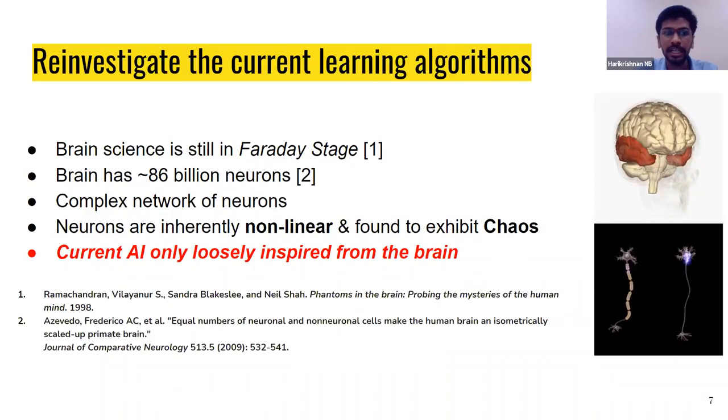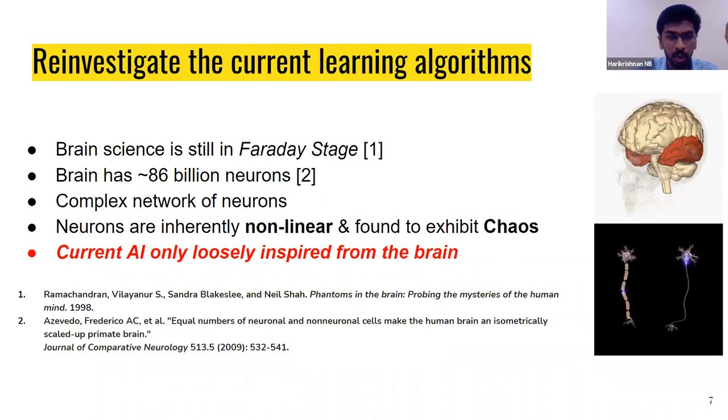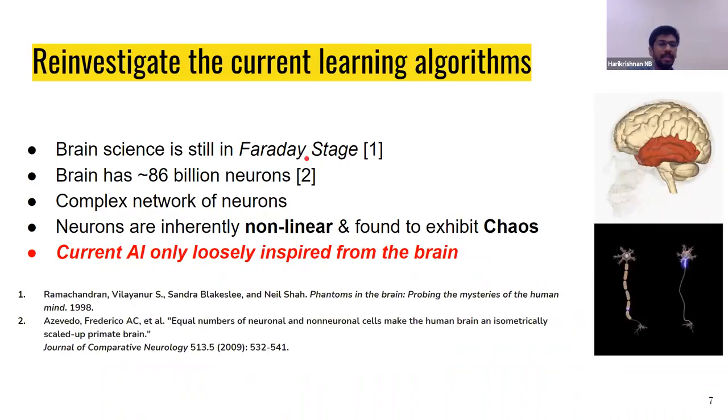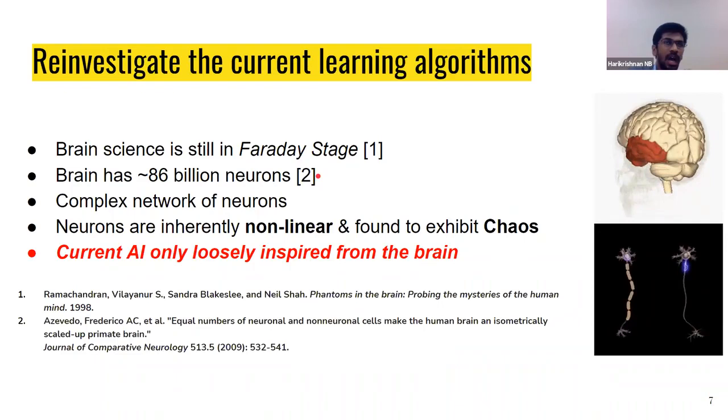If you read this book by Vilayanur Ramachandran, The Phantoms in the Brain, Ramachandran makes an interesting statement: brain science is still in the Faraday stage. By this, what he means is that our current understanding of the brain is very, very limited, and there's a long way to go.